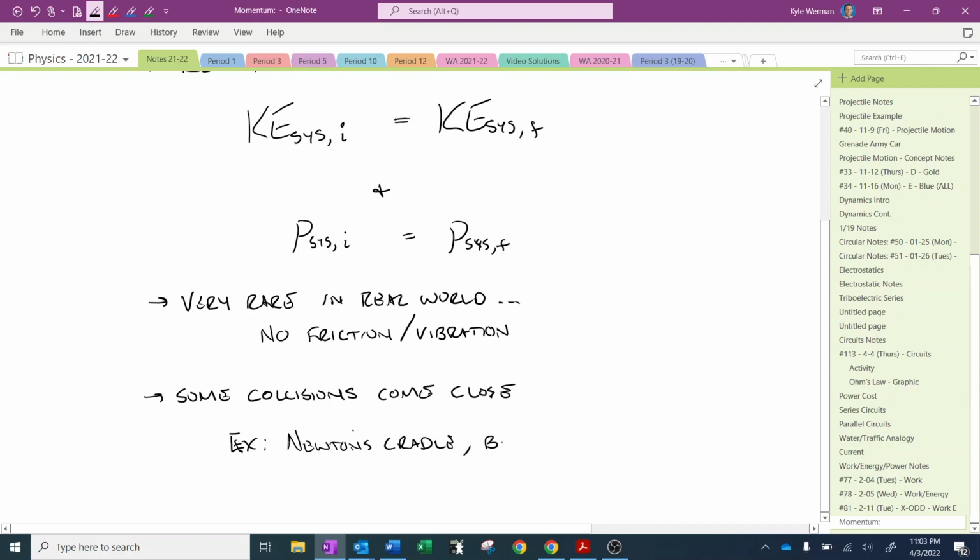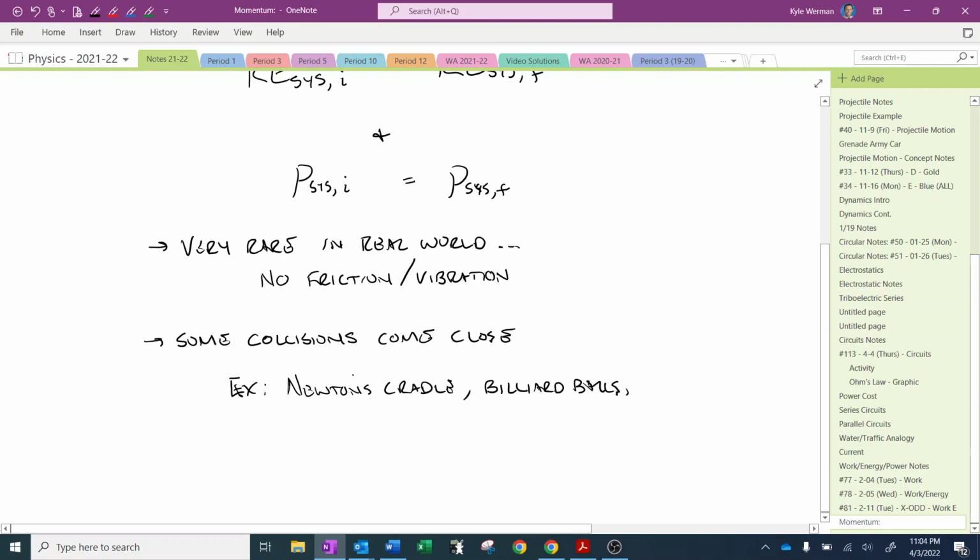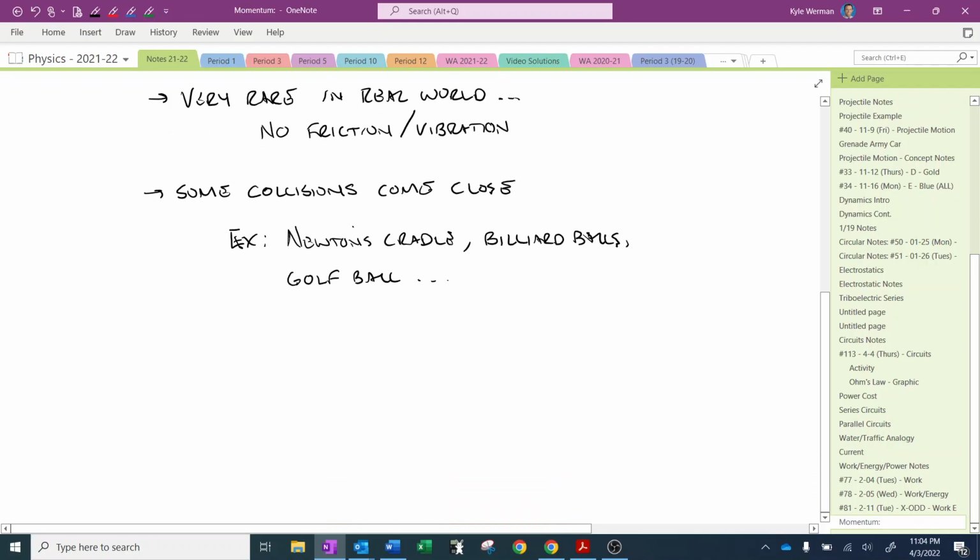Billiard balls on a pool table, and other really bouncy things like maybe a golf ball, right? And there are others that are close. The reality is almost every collision is going to lose some kinetic energy, and therefore will fall under the category of something that is not bouncy, or rather inelastic, which is our other main type of collision.